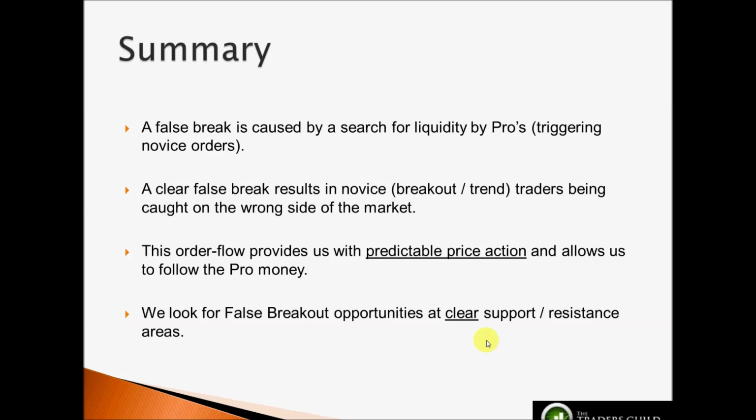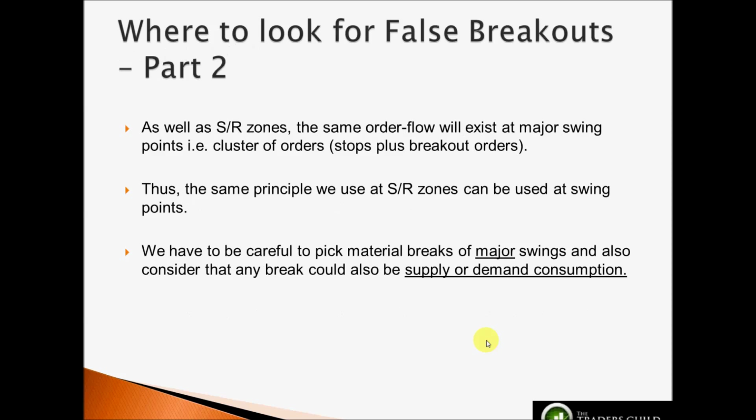Now that summarizes the order flow dynamics behind a false breakout, and it summarizes one area where we want to look at them. If you think about where else the same order flow concentration is going to be occurring, i.e. where will stop losses be clustered, where will breakout traders be looking to go long or short, well, the obvious place is support resistance zones, and the other one is swing points. Swing high, swing low points.